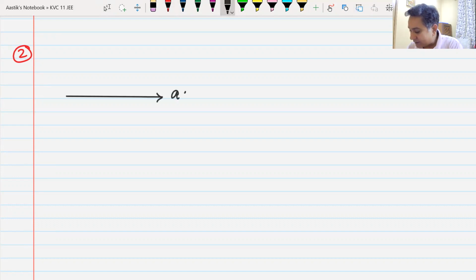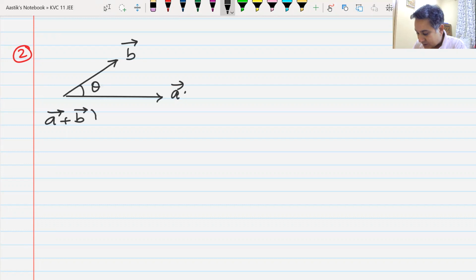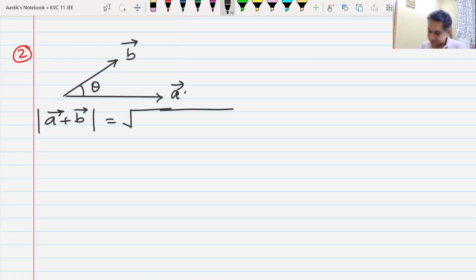There were two vectors, vector A and vector B. And if I had to find out the magnitude of vector A plus vector B, we call it the resultant vector, can anyone tell me the formula for the magnitude of A plus B? Vector A and vector B are two vectors inclined at an angle of theta. Tell me fatafat. Under root A square plus B square plus 2AB cos theta. This was A vector plus B vector.